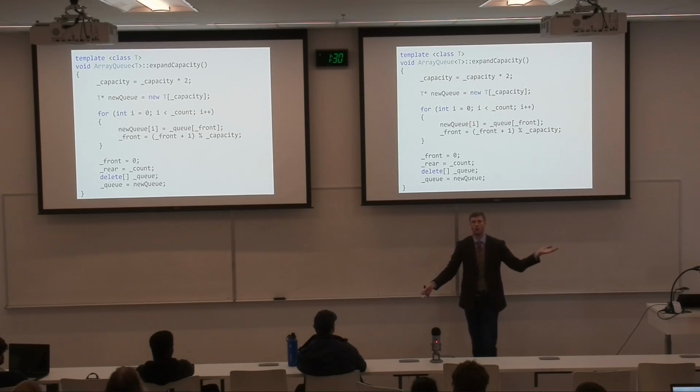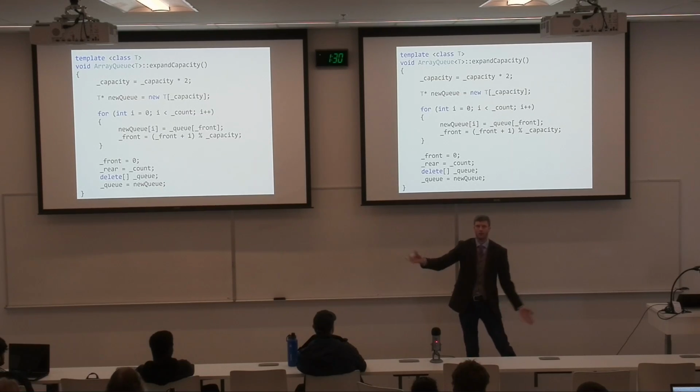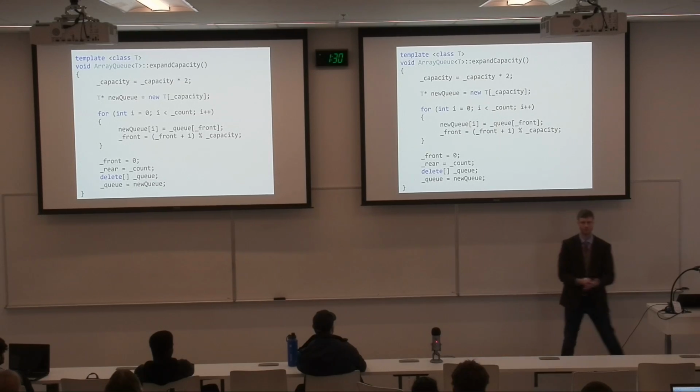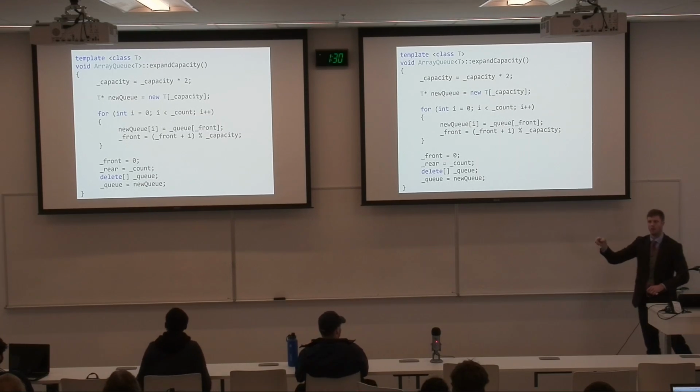Okay, front. Okay, what comes after front? Front plus 1. Ah, but we might have to move back. Just nice and slow. 0, what comes after 0? Well, 1. I plus plus. And then we update front to 0, rear to count, delete the old queue, and then set queue pointer to be pointing to the new queue.